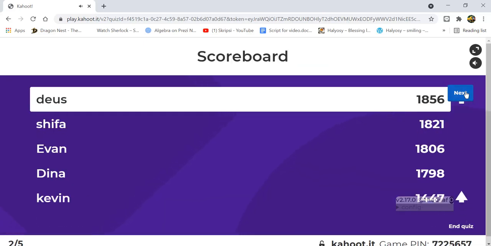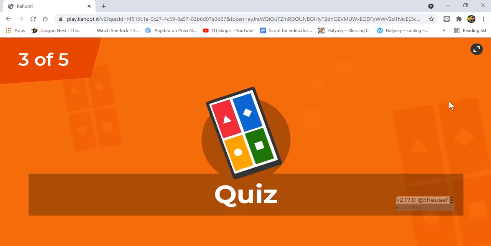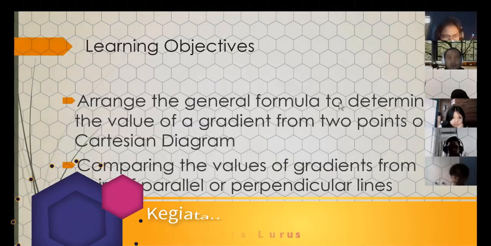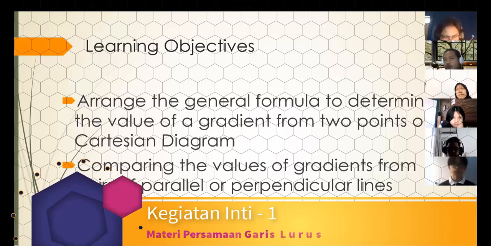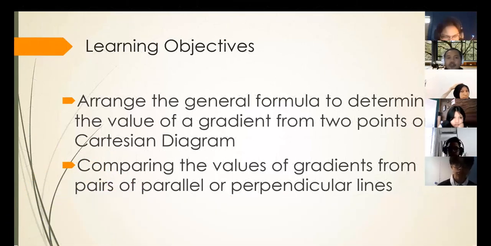Okay, this is going up. Let's go to number 3. So the learning objective for today's lesson is to arrange the general formula. You're going to make a formula to determine the value of a gradient from 2 points on a Cartesian diagram. The second learning objective is comparing the values of gradients from pairs of parallel and perpendicular lines.